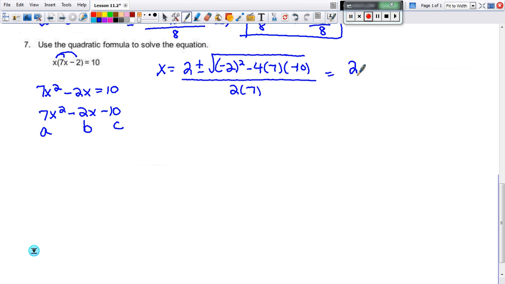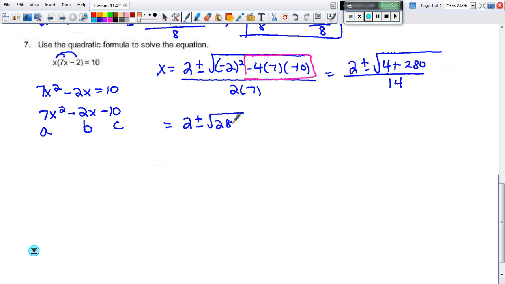So you get 2 plus or minus the square root. Negative 2 times negative 2 is 4. Everything after that gets multiplied together. You do have a negative times a negative, which is a positive. Oops, let me change colors there. And then 4 times 7 times 10 is 280 over 14. So that equals 2 plus or minus the square root of 284 over 14.